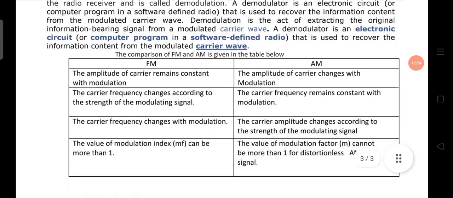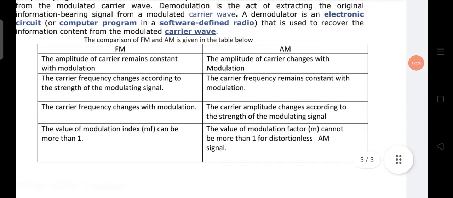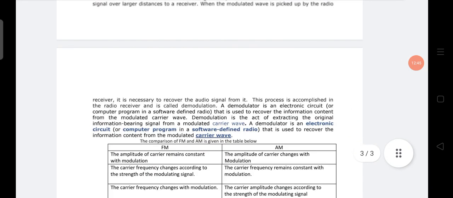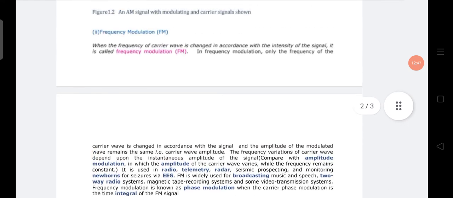Now the difference between AM and FM, similar thing: in FM the amplitude of the carrier remains constant with the modulation. In AM the amplitude of the carrier changes with modulation. That's all about the types of modulation.